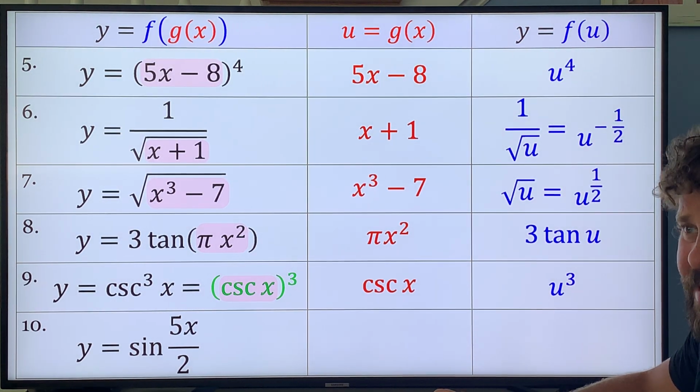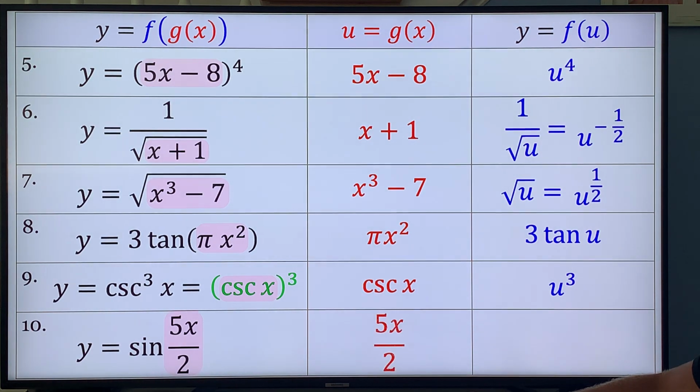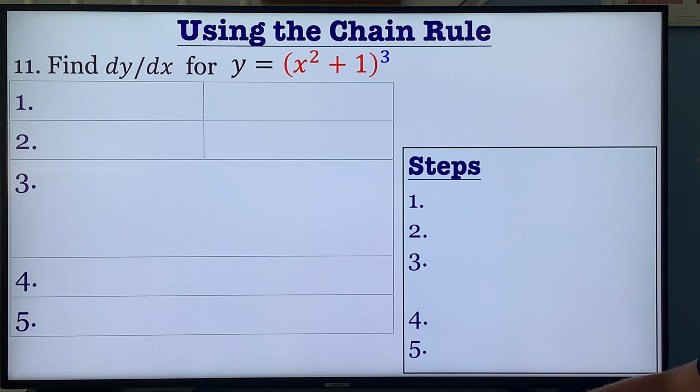All right, once you get this down, this is one of the harder parts of the chain rule. This one, 5x over 2, and sine. Okay. Now that you know how to decompose, let's see how to use the chain rule.